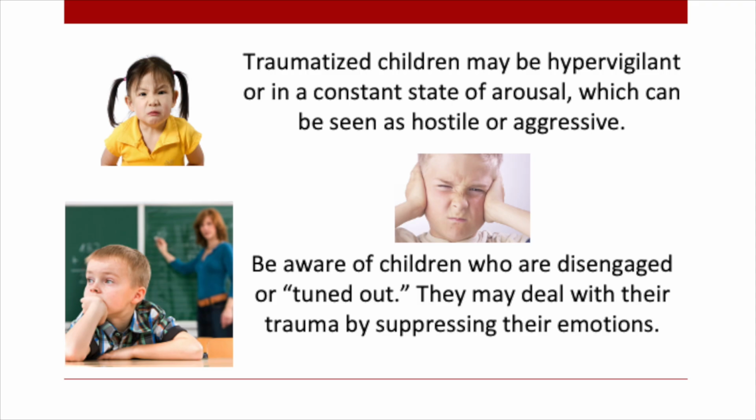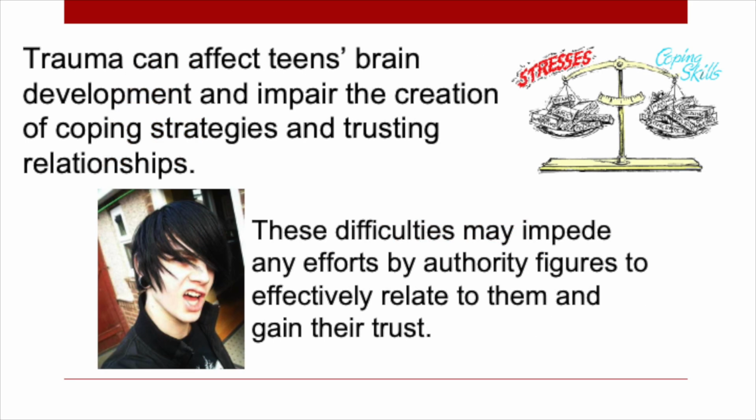Also be aware of children who are disengaged or tuned out. They may deal with their trauma by suppressing their emotions. Just because they're quiet and not disruptive, it doesn't mean that everything is okay. We also know that trauma can affect teens' brain development and impair the creation of coping strategies and trusting relationships. These difficulties may impede any efforts by authority figures to effectively relate to them and gain their trust. The best way to address this is to keep showing up, remain consistent, and provide them with unconditional regard. It goes a long way to building a trusting and engaged relationship with teens.